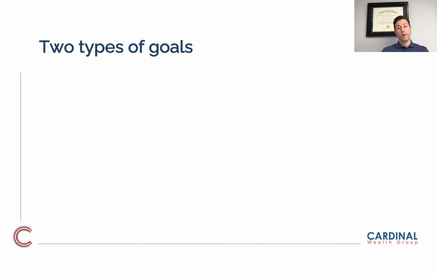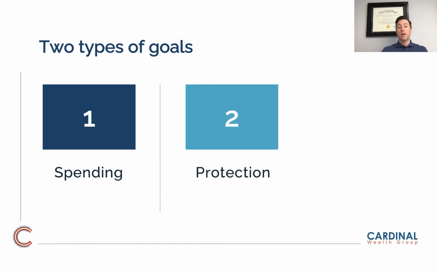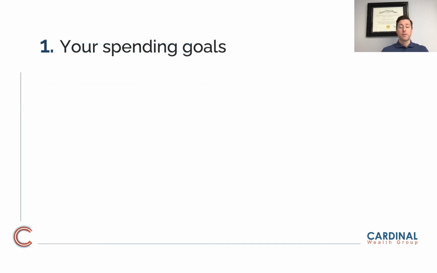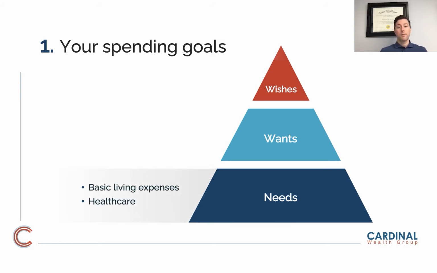We typically break your goals into two types of categories: spending goals and protection goals. Let's talk about spending goals first. Spending goals can be broken into three different categories: needs, wants, and wishes. Needs we would typically classify as non-negotiable types of expenses that you have in order to maintain and run your household in order for you to have a certain type of quality of life.